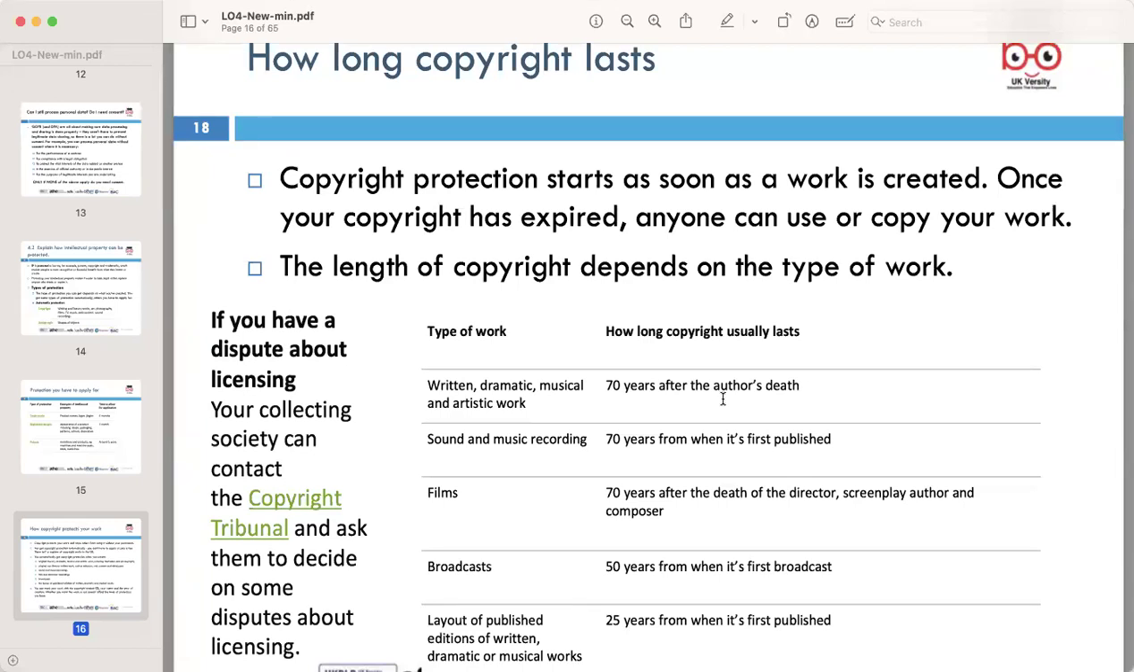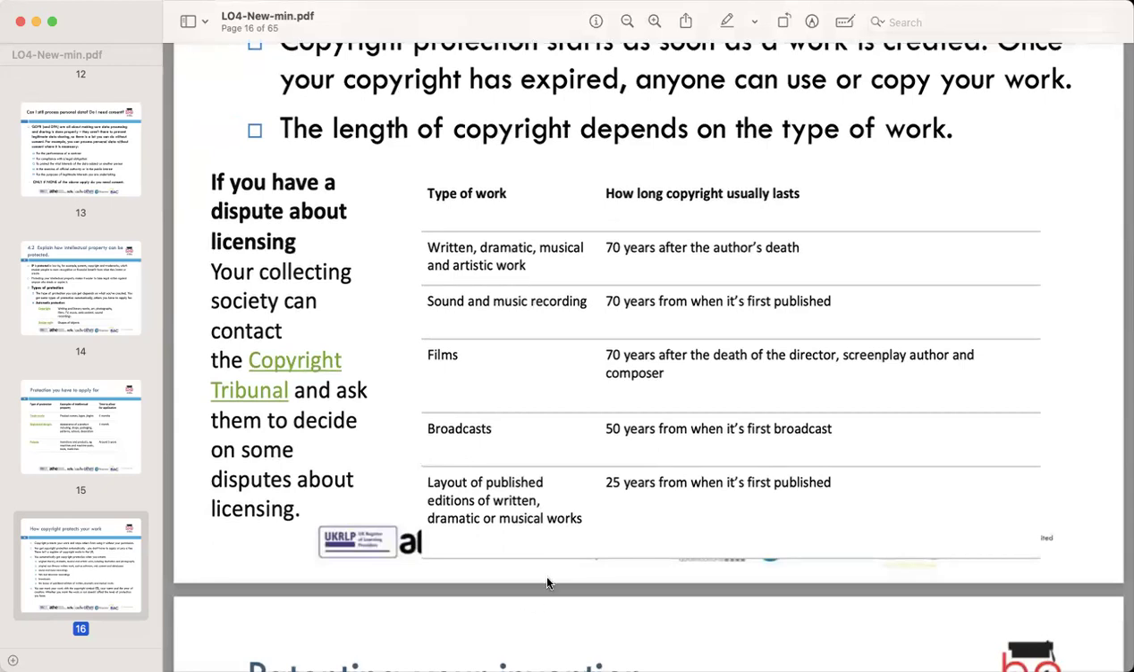screenplay author, and composer. Broadcasts last for 50 years from the first broadcast. Then the layout of published editions is protected for 25 years from the initial publication. So, in case of disputes regarding licensing, collecting societies can involve the copyright tribunal to decide on certain disputes.